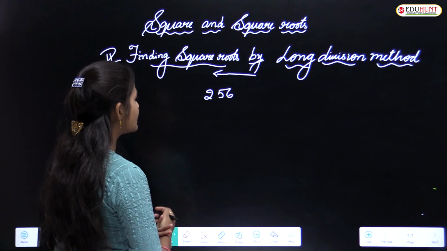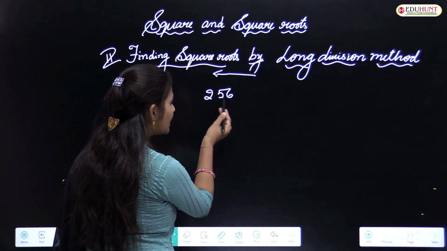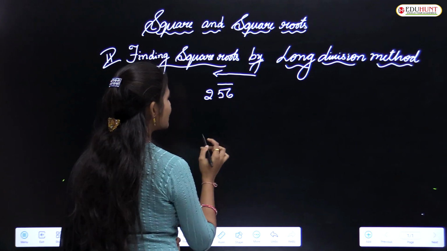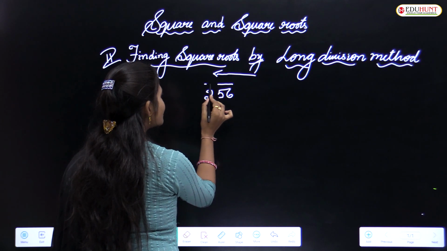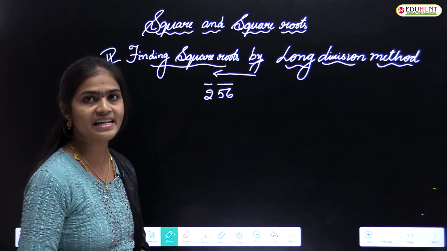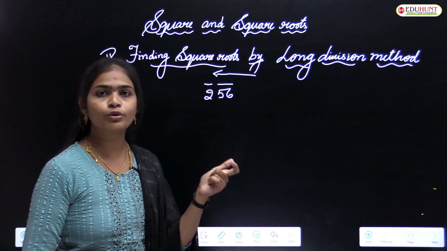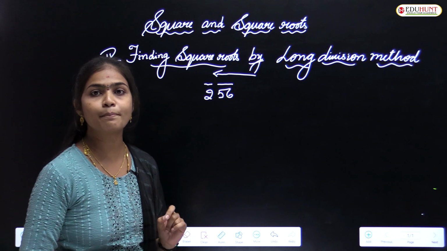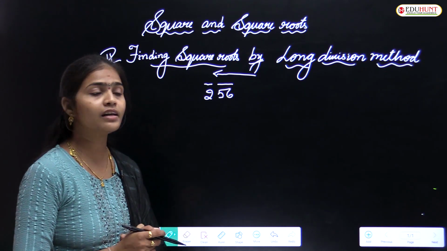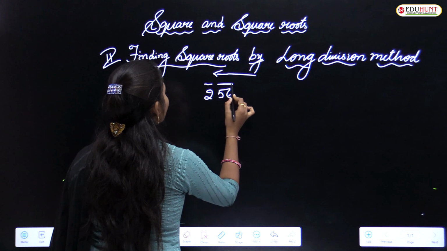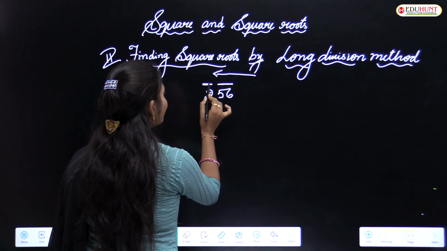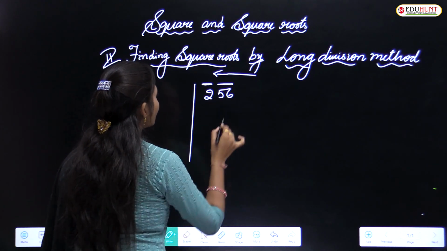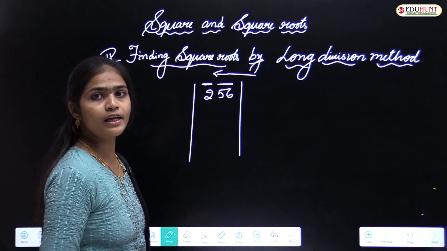Group them as pairs. So from right to left, here we have a 3-digit number, no? So from right to left these two become one pair, and here a single number is there, so on that single number we have to keep the bar symbol. When you are grouping them as pairs, you have to put one bar symbol on each pair. On the leftover number also you have to keep the bar symbol. Okay, now the long division method. In this way you have to find.